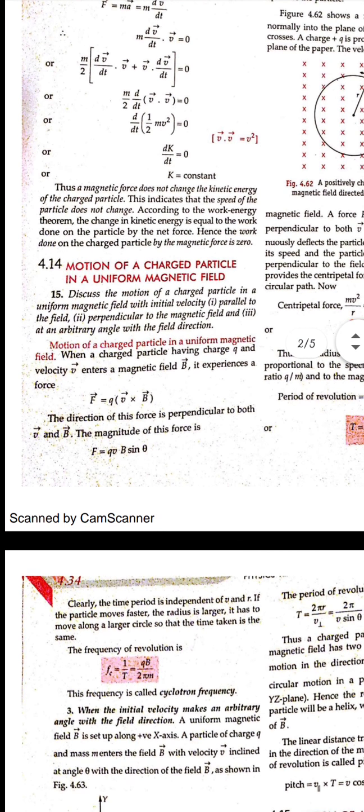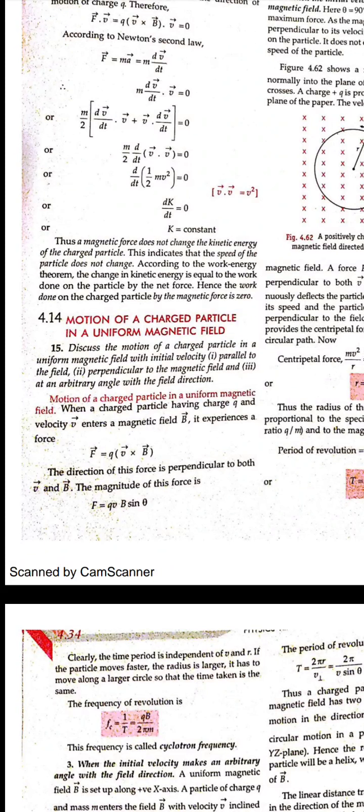Similarly, motion of a charged particle in a uniform magnetic field. Now, if the uniform magnetic field is present, directed inward or outward, then the magnetic force due to the magnetic field B is given as F = qvB. Since it is a cross product of the vectors, it is given as qvB sin theta.